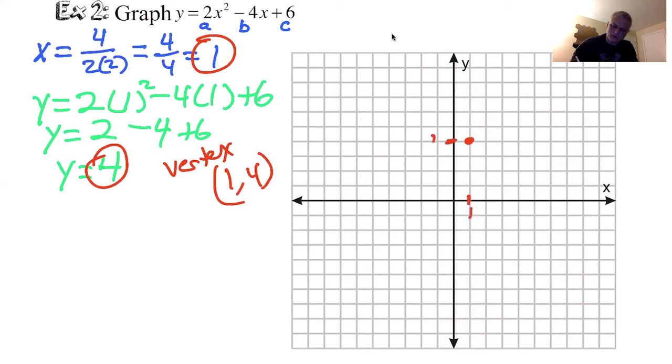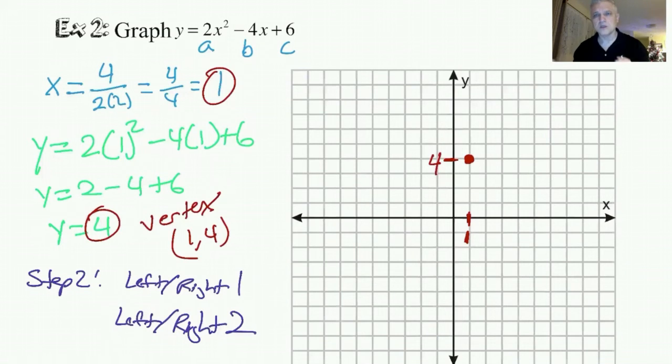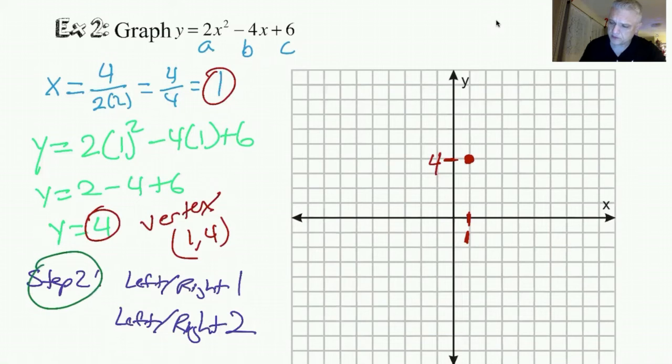There's my 4. Okay, so we've done step 1, which is finding the vertex of our parabola. Now that means we're going to go to step 2, which is going back to our original steps of going left 1, right 1, left 2, right 2. Okay, and then figuring how far up we go. We got to get 4 more points. We've got 1 point right here. We got our vertex. So now let's find 2 more points with the left 1, right 1.